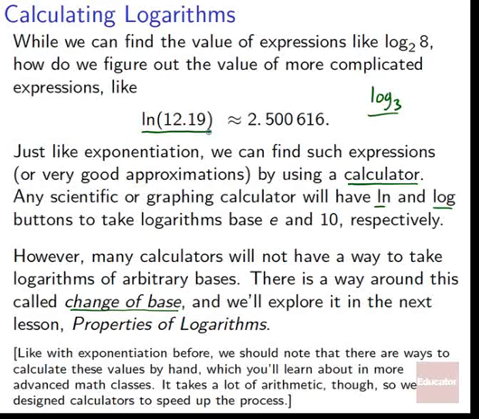The calculator has a method to figure out what that comes out to be. Now, just like with exponentiation that we talked about before, there are ways to calculate these values by hand. You'll learn about this in more advanced math classes, but we won't learn about it in this course. Doing this takes a lot of arithmetic, though, so we designed calculators to speed up the process.